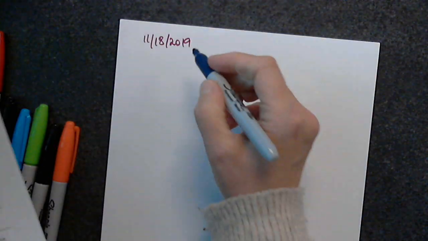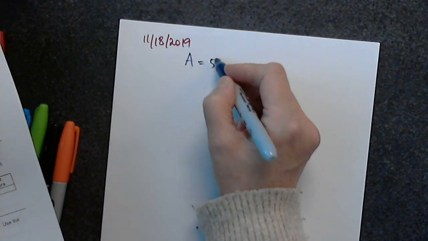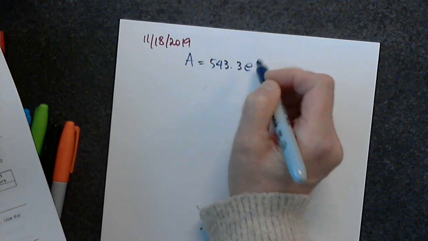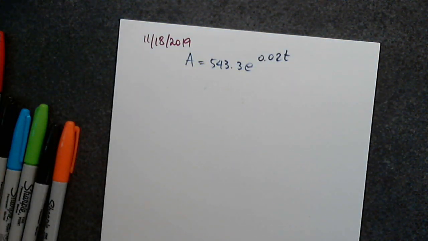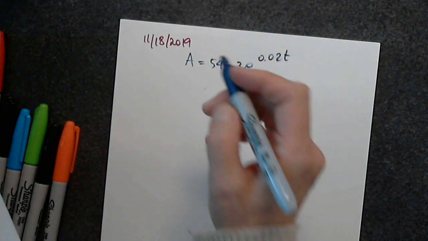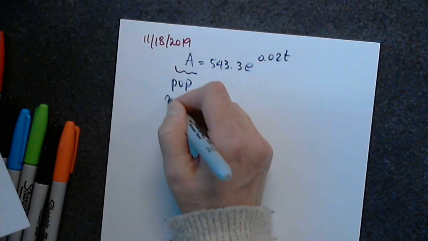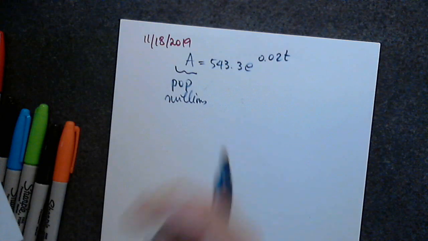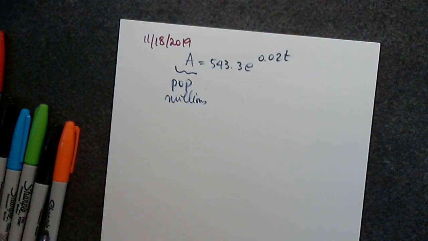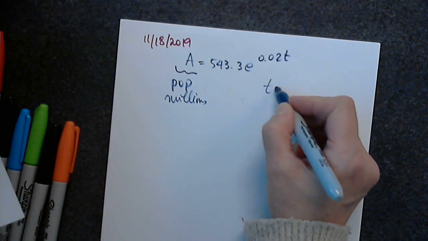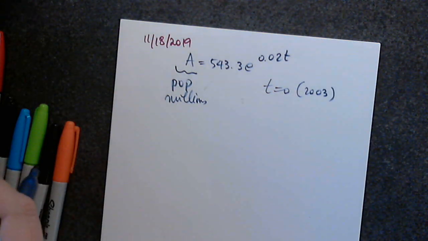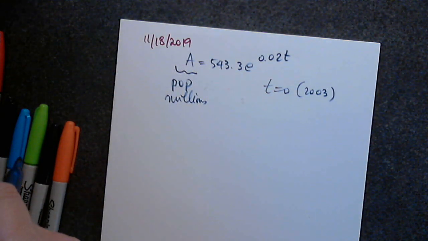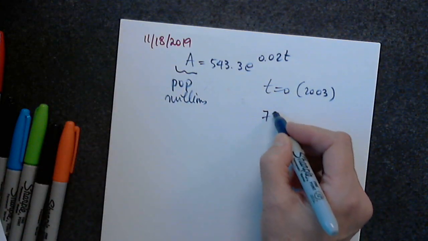A model that is A equals 543.3 e^(0.02t) describes the population A of a country. So this is population in millions. I always take notes. t years after 2003. So t equals 0 represents 2003. Use the model to determine when the population of the country will be 733 million.